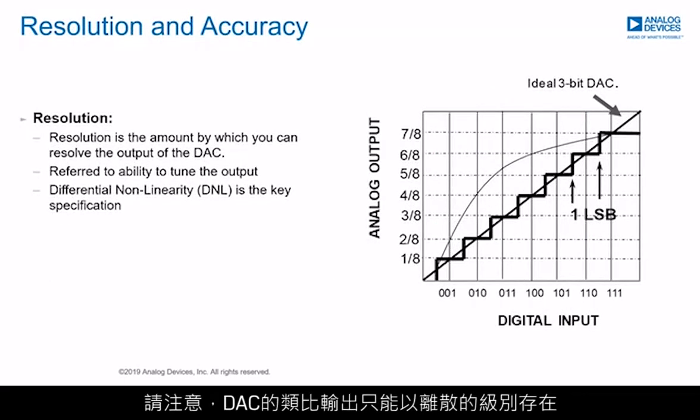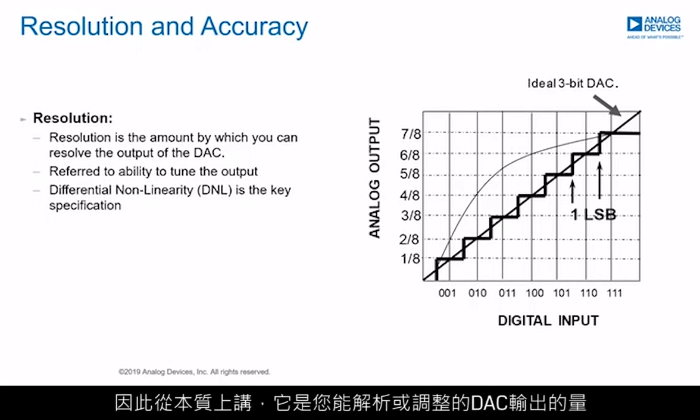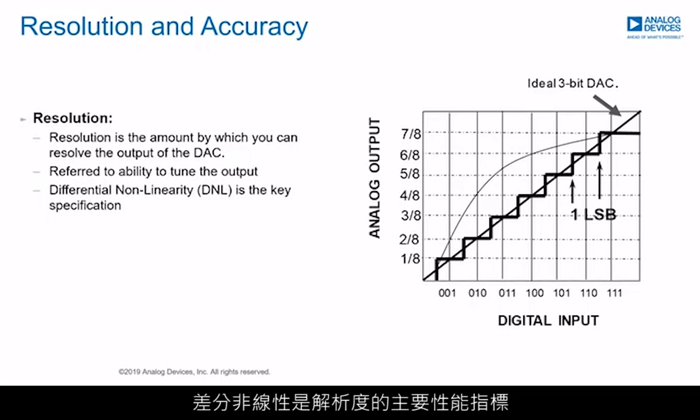It is important to note that the analog output of a DAC can only exist at discrete levels. Resolution represents the number of discrete levels or steps. So essentially, it is the amount by which you can resolve or tune the output of a DAC. Differential nonlinearity is the key specification for resolution.